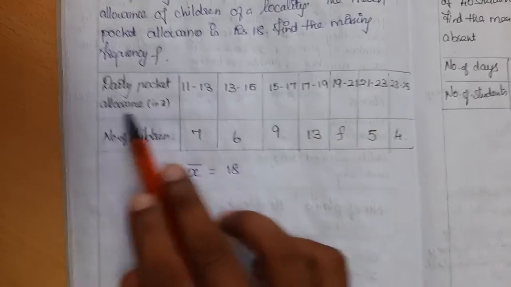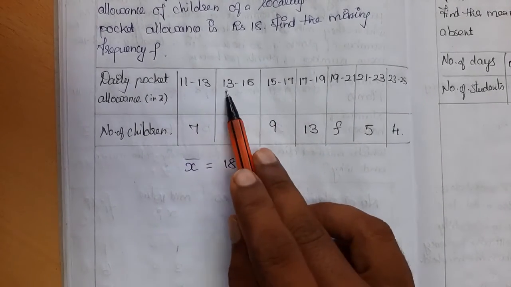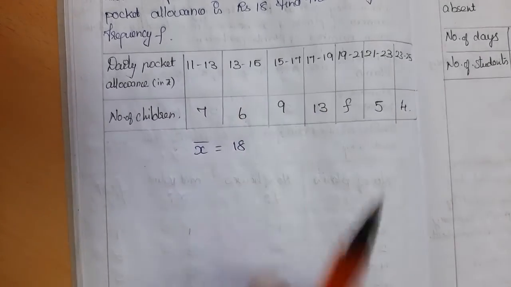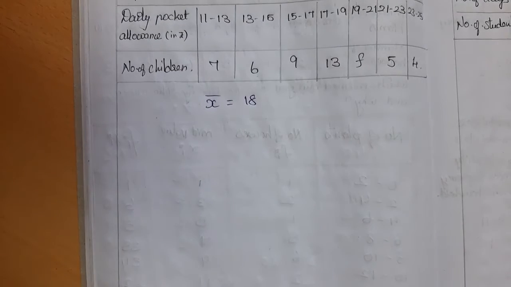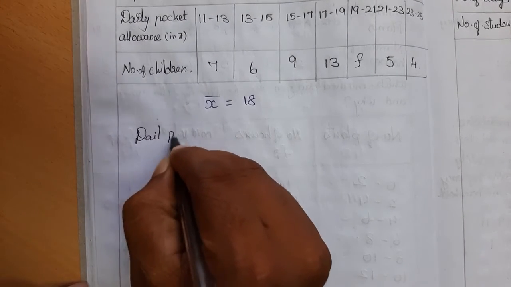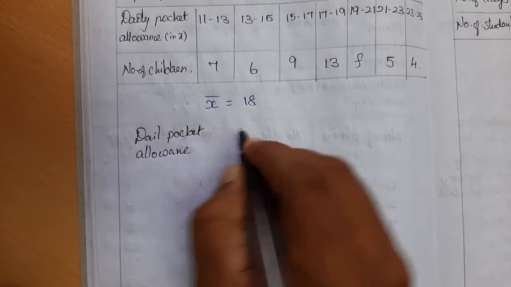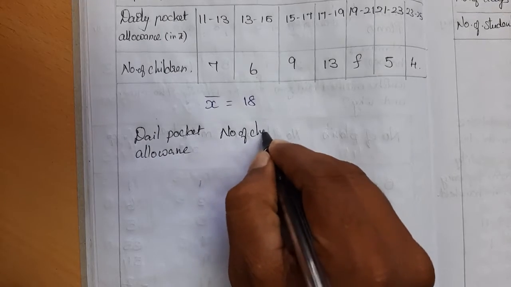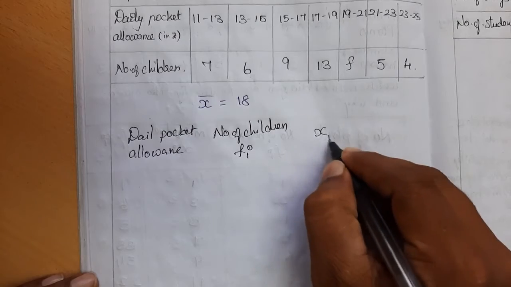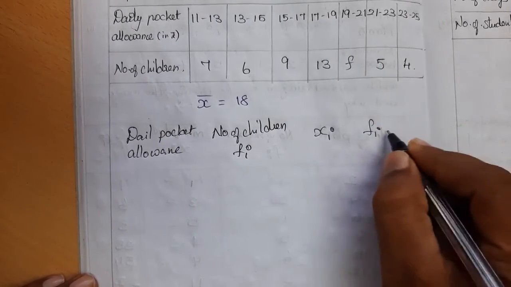So this is given, the class interval is the daily pocket allowance. 11 to 13 rupees is given to 7 children, 13 to 15 rupees is given to 6 children, like that it is given. So we have to find the missing frequency. The same table we have to do. The first is the daily pocket allowance, which is the class interval, and next is the number of children, which we call the frequency, and next we have to find the mid value of this daily pocket allowance, and then we will multiply fi and xi.